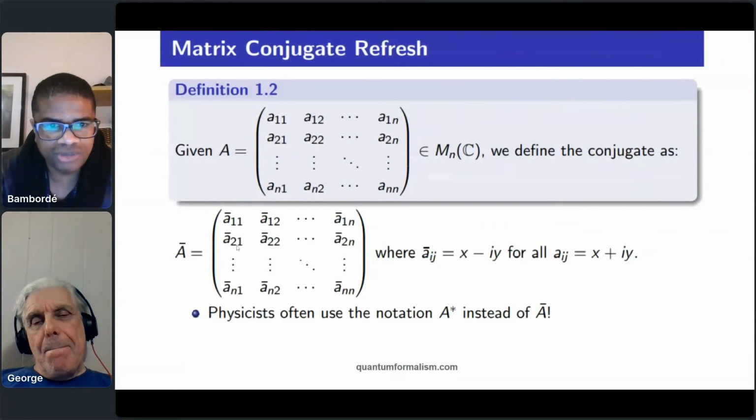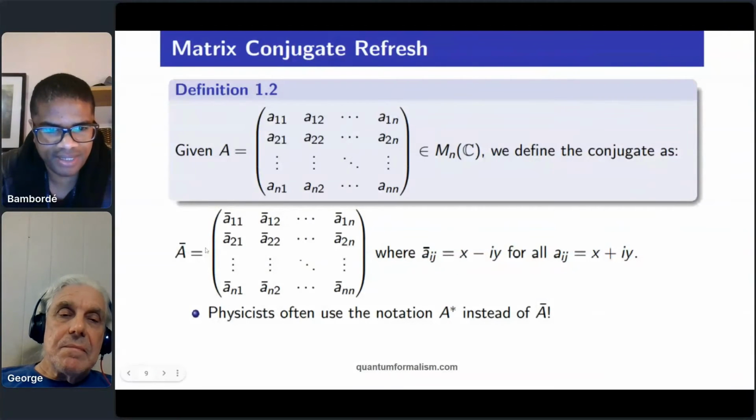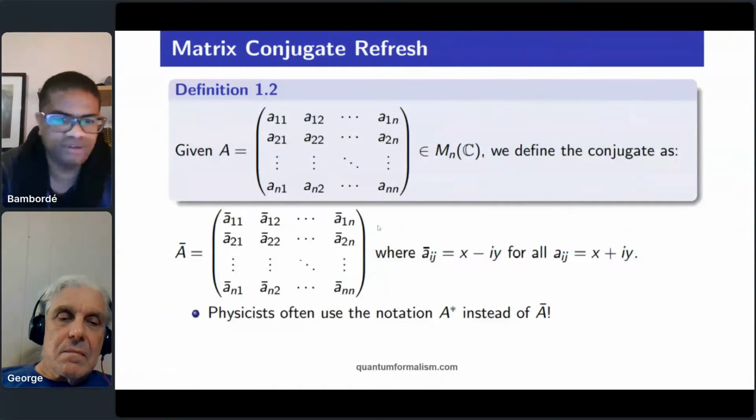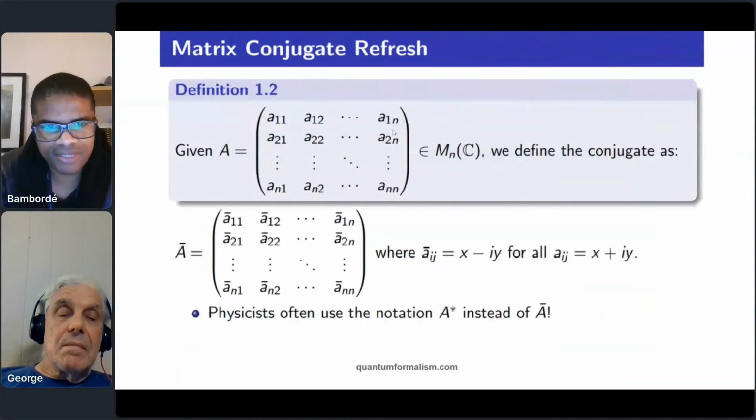Okay, so this is what's called the conjugate. The conjugate of this matrix is essentially just taking the conjugates of the individual entries, as in this definition here.